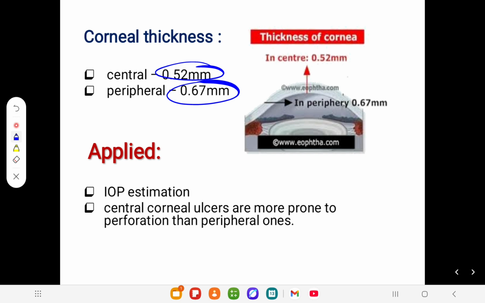Because the posterior surface is surrounded by the aqueous humor. It's very important. Okay, so applied anatomy of IOP estimation, basically corneal thickness: the thicker the cornea, we overestimate the IOP, isn't it? So central corneal ulcers are more prone to perforate than peripheral ulcers because the central cornea has minimum thickness. And there are a lot of things, but I just want to stick to anatomy and let's move further.